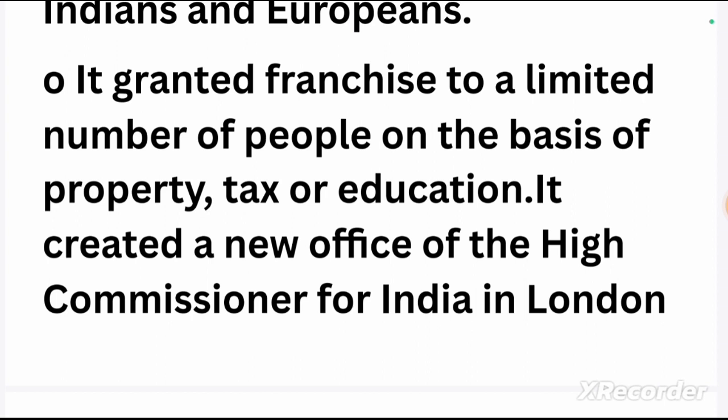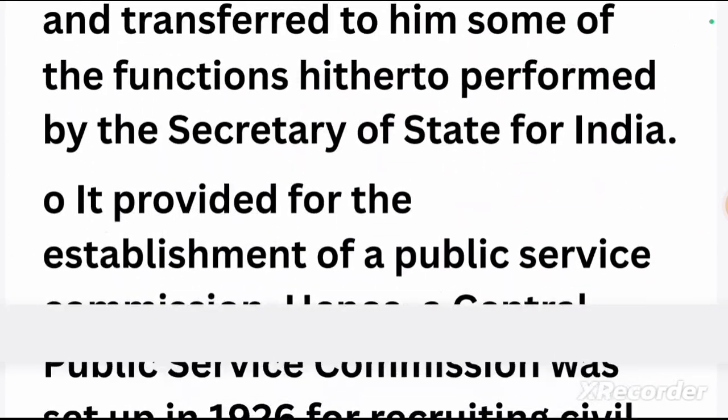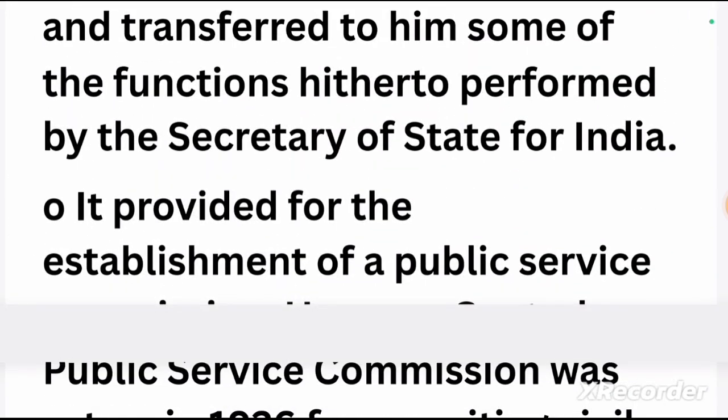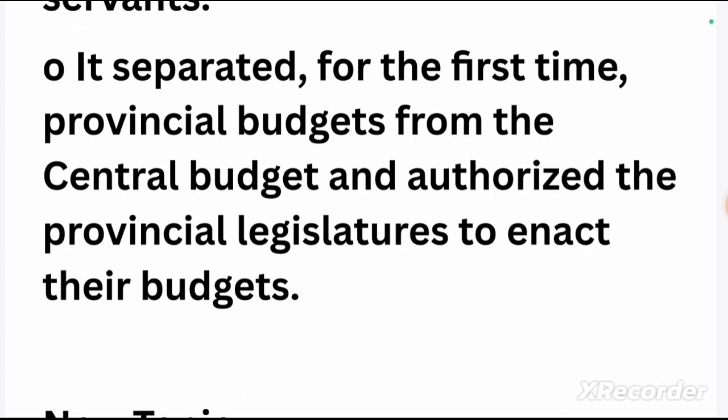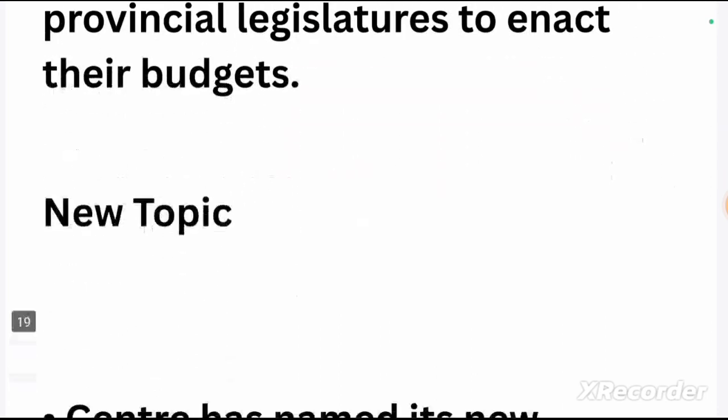It created a new office of the High Commissioner for India in London and transferred to him some of the functions performed by the Secretary of State for India. It provided for the establishment of the Public Service Commission. A Central Public Service Commission was set up in 1926 for recruiting civil servants. It separated for the first time the provincial budget from the central budget and authorized the provincial legislatures to enact their budgets.